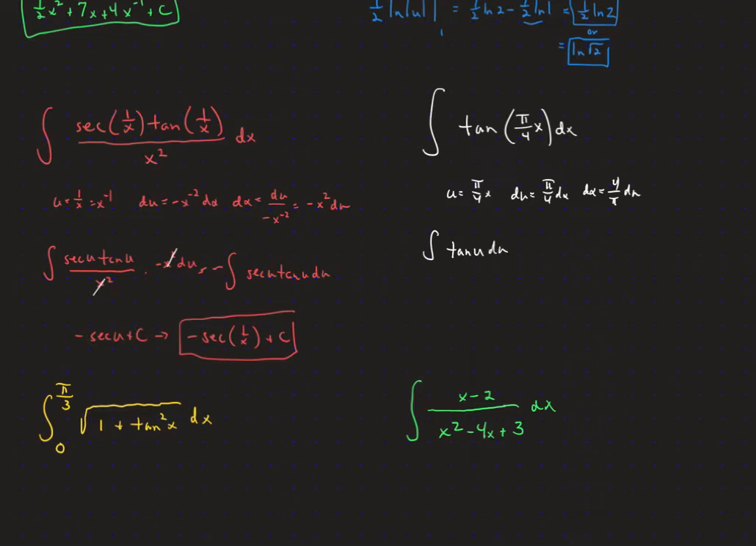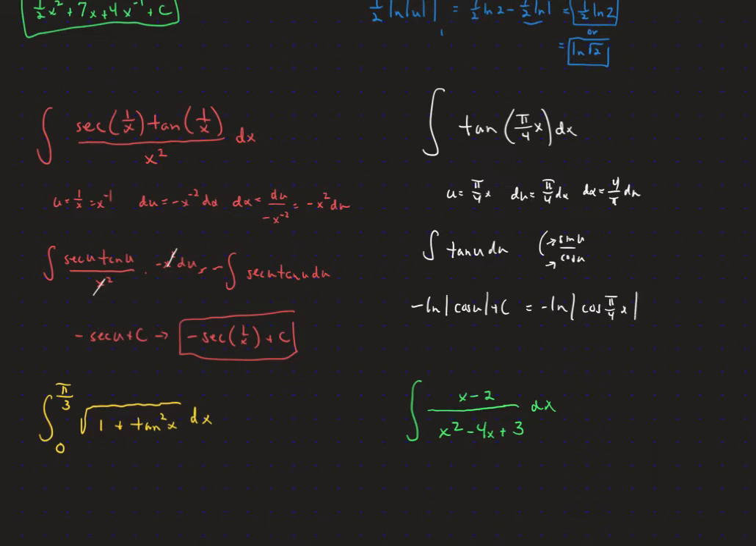This is one we need to know from memory. You may, at least in your head, think of that as being sine over cosine. And so if you make the denominator your u, the du is going to be a negative sine. So this is really a negative 1 over u du. So it's going to be a negative natural log of the absolute value of cosine of u plus c, which is a negative natural log of the absolute value of cosine of pi over 4x.